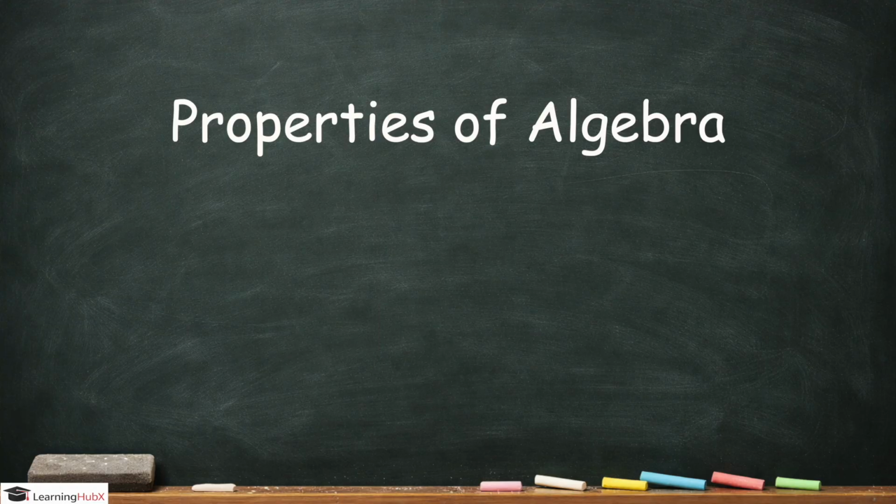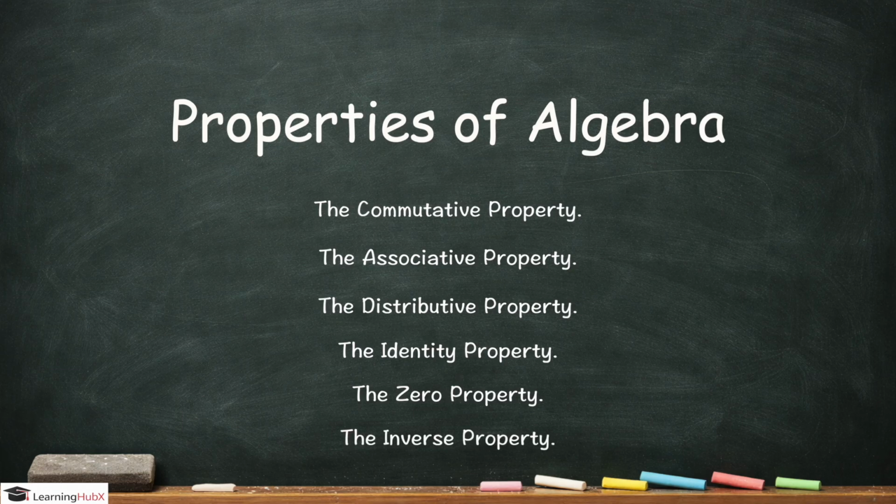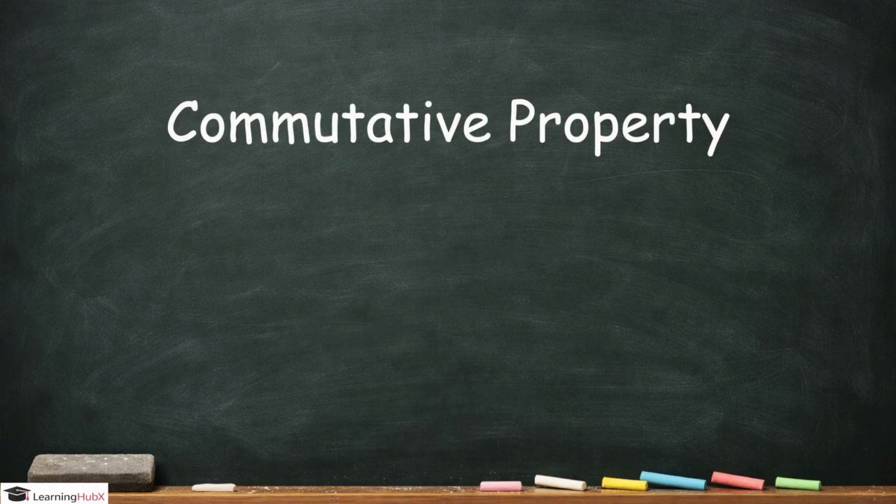There are 6 properties in algebra. They are the commutative property, the associative property, the distributive property, the identity property, the zero property, the inverse property. Master these, and algebra becomes much easier. Let's start with the commutative property, the simplest one to understand.